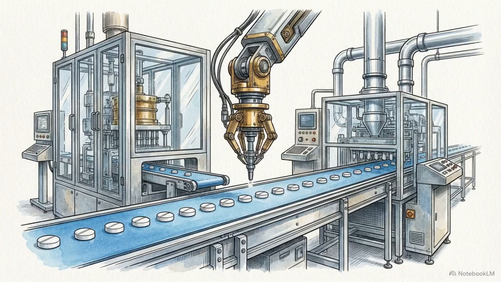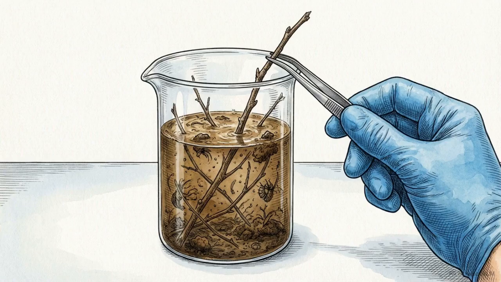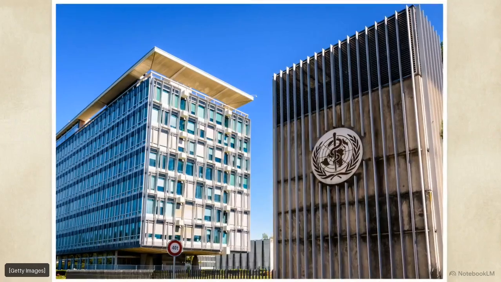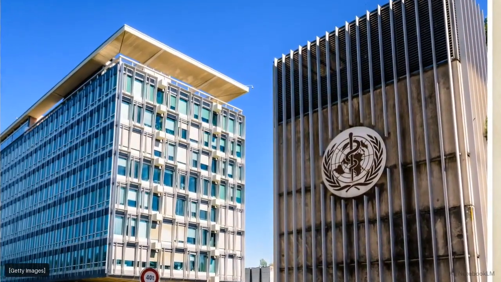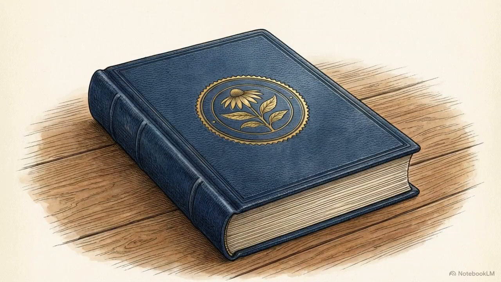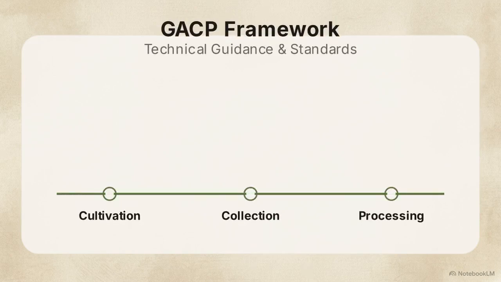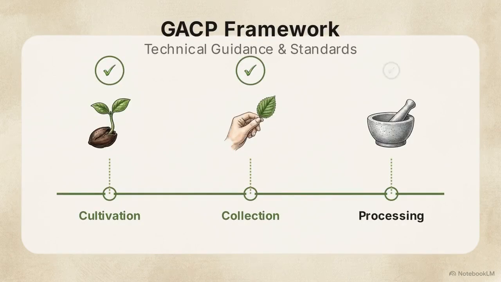The pharmaceutical industry often treats quality control as a downstream manufacturing step. You cannot take heavily contaminated, misidentified plant material and retroactively engineer safety into the finished extract. To secure the botanical supply chain, the World Health Organization intervened with a standardized operational mandate. They established the Good Agricultural and Collection Practices Framework, or GACP. It provides precise technical guidance on the cultivation, collection, and processing of medicinal plants.